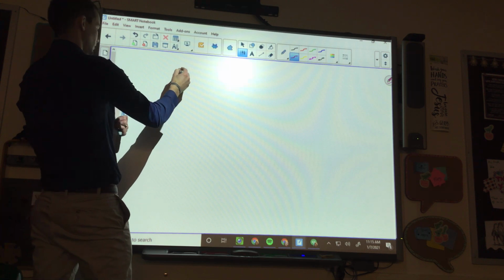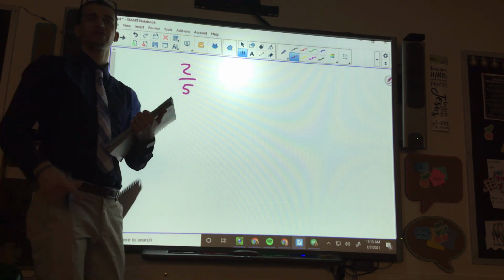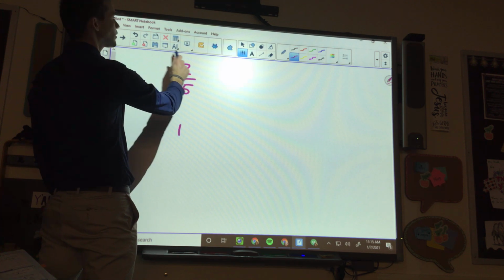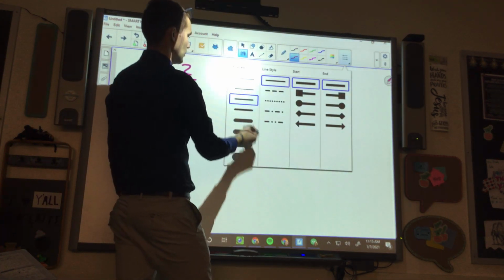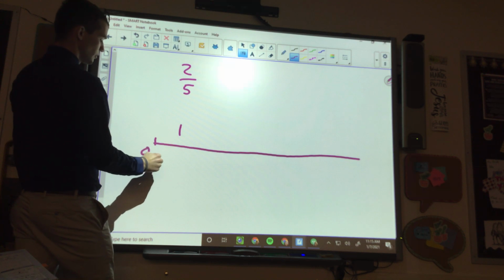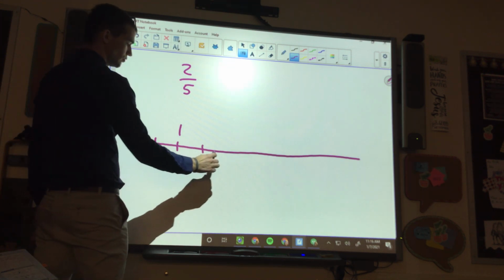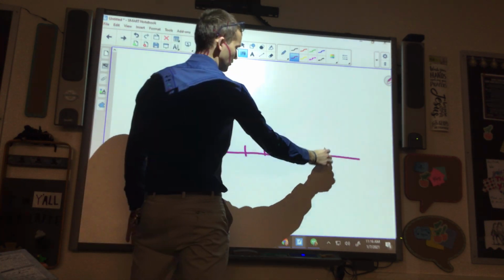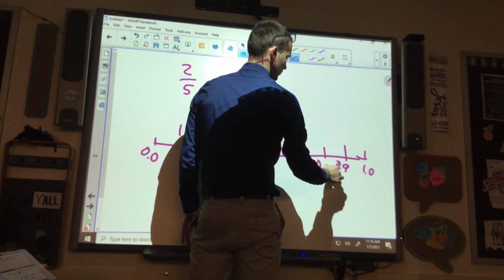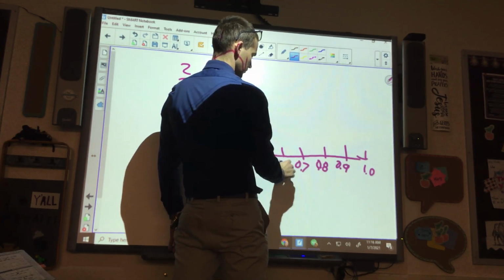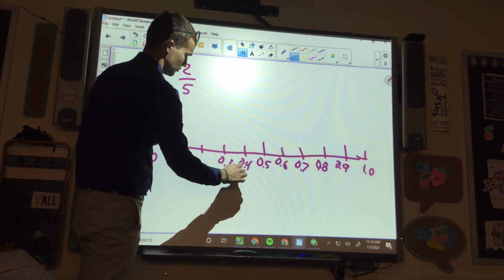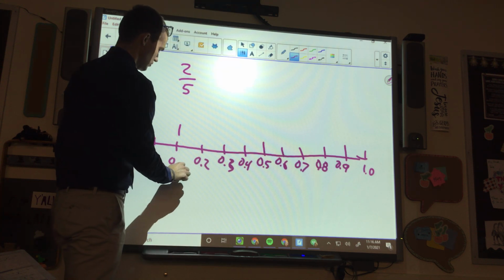Alright, so if we're doing 2/5 as a decimal, 2/5 as a decimal. So if we make a number line on here, let's see here. I can do that, that'll work. Well, that's not really what I wanted, but that's fine. So let's say I have 0.0, 0.1, 2, 3, 4, 5, 6, 7, 8, 9, 1 whole. Not 10, but 1.0. So 0.9, 0.8, 0.7, 0.6, 0.5, 0.4, 0.3, 0.2, 0.1.